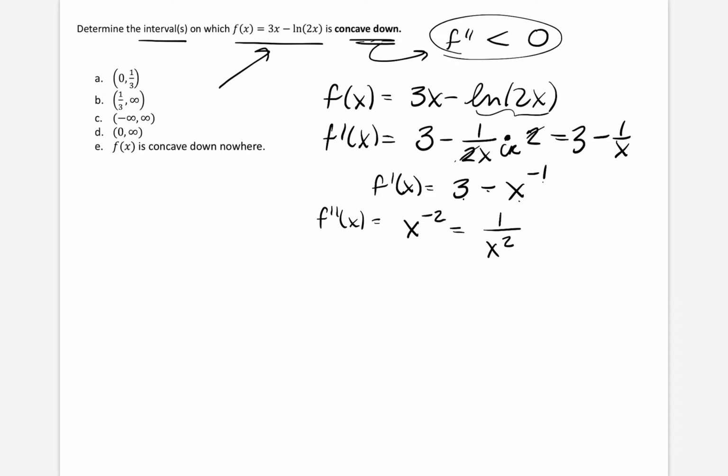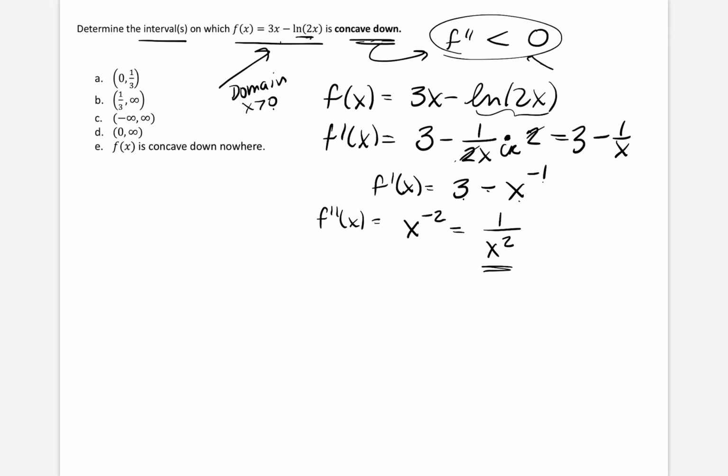So we're looking for x's that are in the domain of our original function that make our second derivative negative. Well, the domain of our original function, since we have a natural log in it, and the natural log can only have positive inputs, the domain for our original function are x's greater than 0. So we're looking for x's greater than 0 that make our second derivative negative.